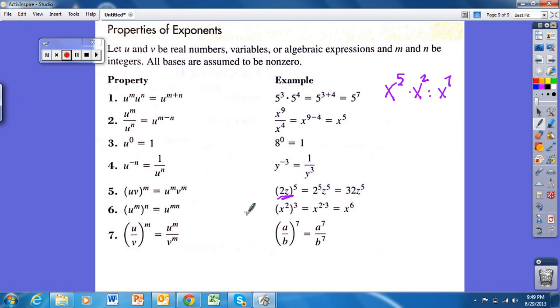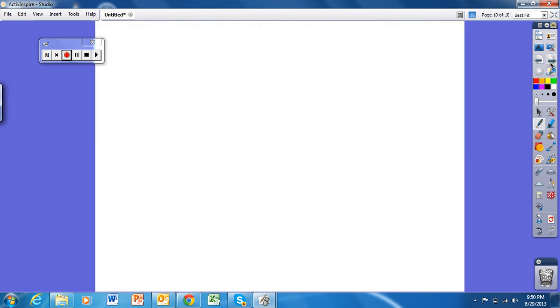And here, again, the exponent on the outside belongs to both members in the parentheses, so you have u to the m divided by v to the m. So a to the 7th divided by b to the 7th. This is really important that you review these and get familiar with them, because they are going to show up a lot. I think that means I am done.